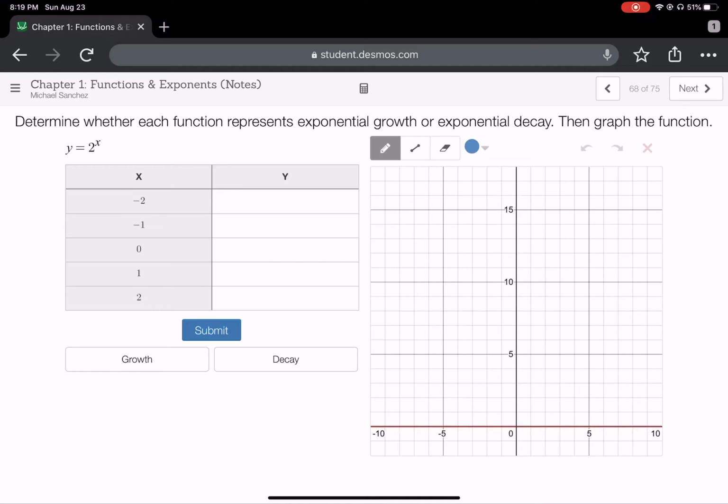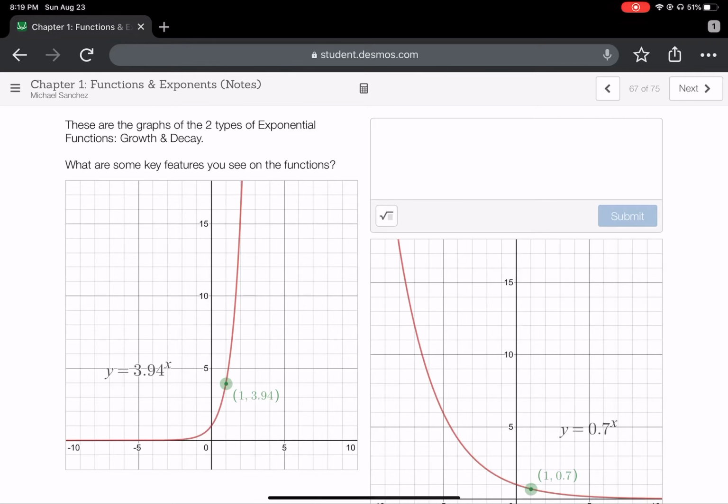All right, so here we're going to look at this function and determine first whether it's a growth or a decay function, and then we're going to graph that function on the graph on the right. What we have here is the function y equals 2^x. Remember, from this we learned that any base greater than 1 is going to be a growth function.